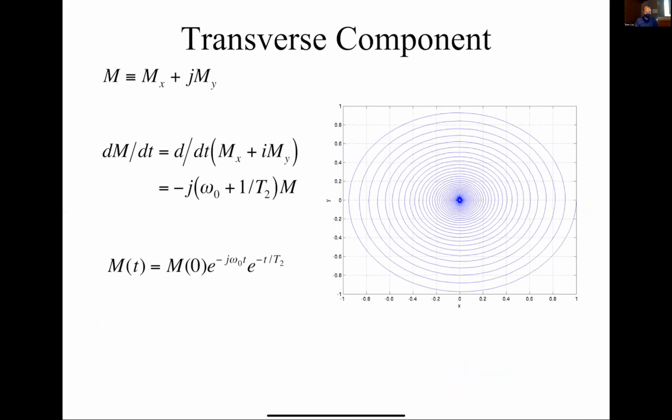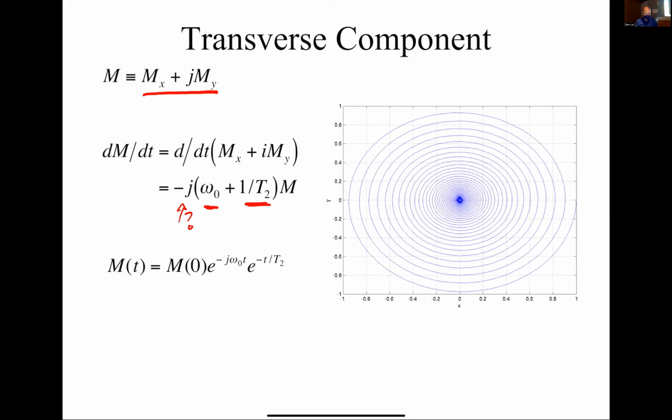All right, so just to sum up, the transverse component, remember we're writing it as a complex number. And so it's going to follow an equation of motion that has both the precession term and the T2 decay term. Okay. And so I think there's actually a mistake here. Well, I'll check. I'll send a correction. There is a j there, but there's something going on there.